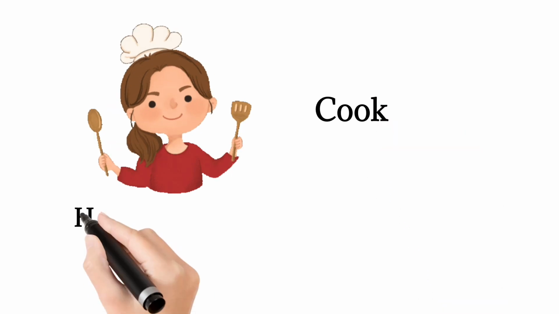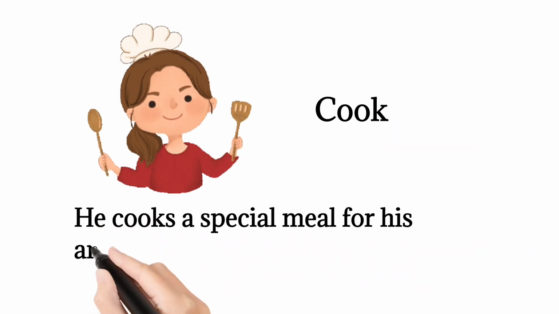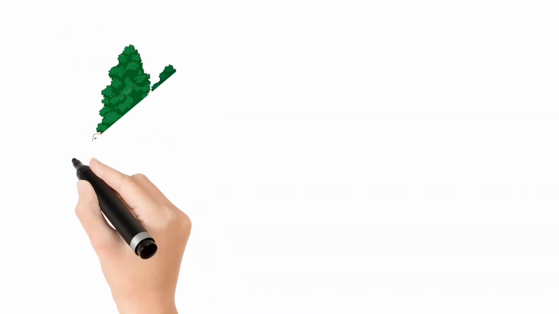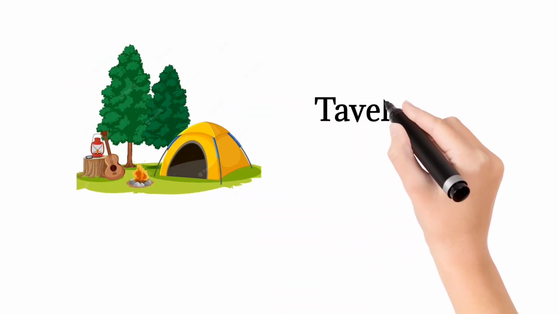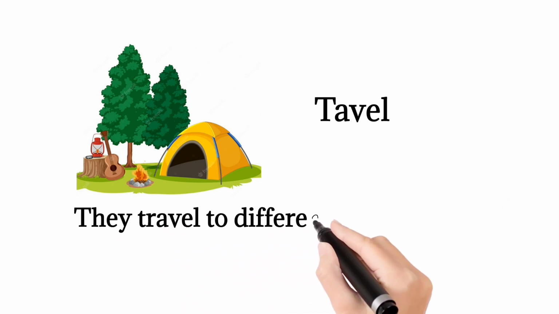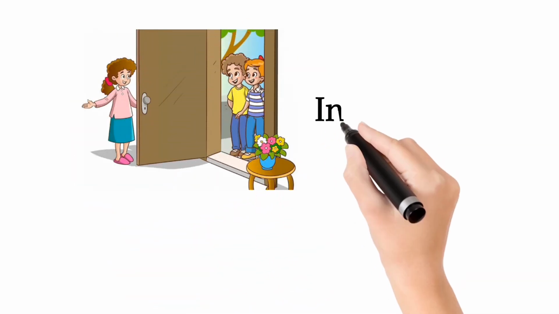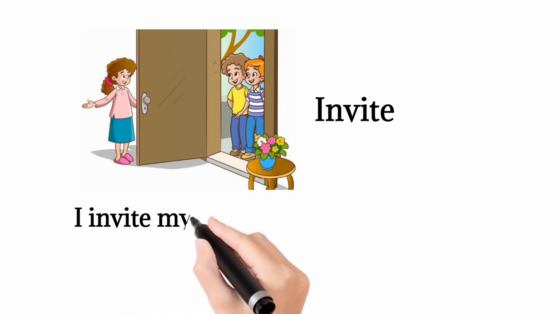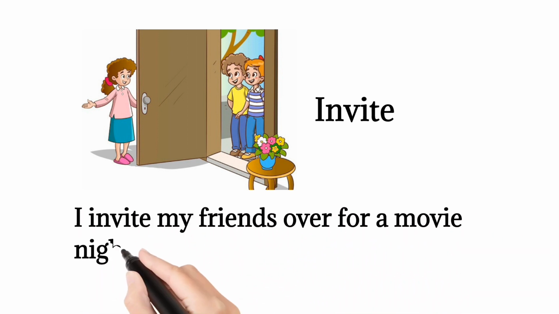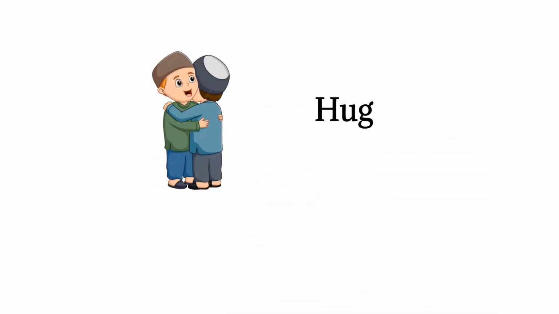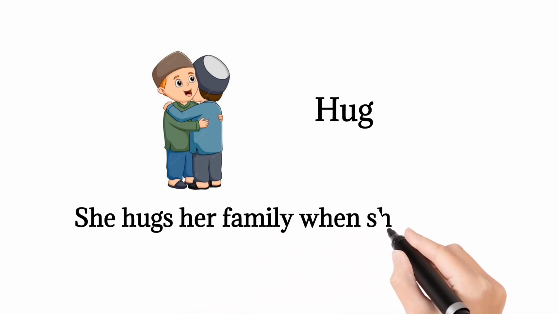Cook. He cooks a special meal for his anniversary. Travel. They travel to different countries every year. Invite. I invite my friends over for a movie night. Hug. She hugs her family when she sees them.